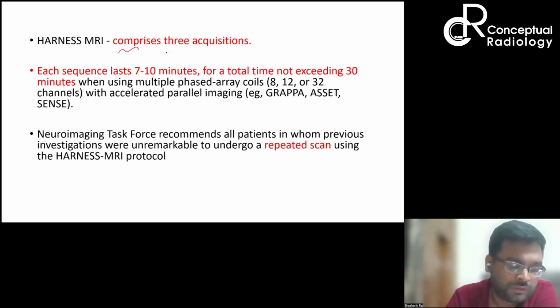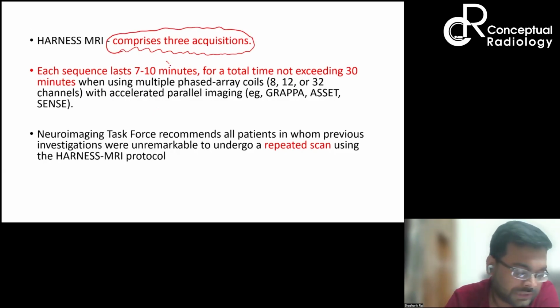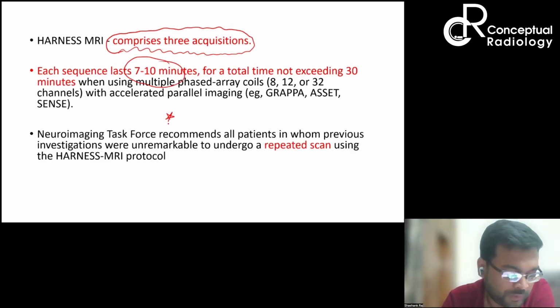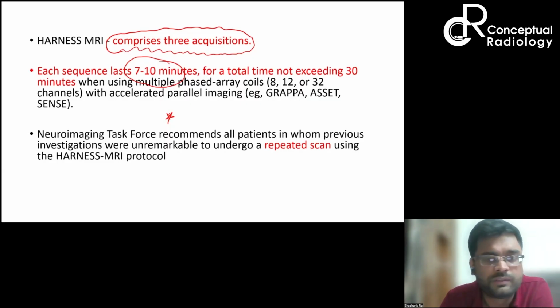In the HARNESS protocol, there are three important sequences that we acquire. Each sequence lasts around 7 to 10 minutes, so the overall acquisition time usually takes around 30 minutes. The problem is that 30 minutes is a long time. In the Indian setup, in private diagnostic centers, we usually tend to finish a head case, an MRI brain case, in 10 to 15 minutes. So if you have to look for a cause in epilepsy patients, you have to do HARNESS MRI, and it's going to take around 30 minutes.